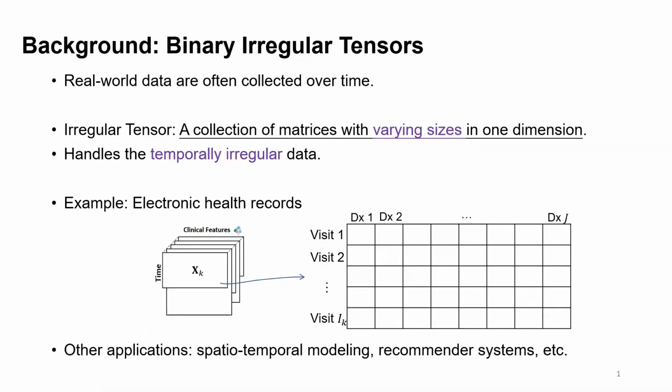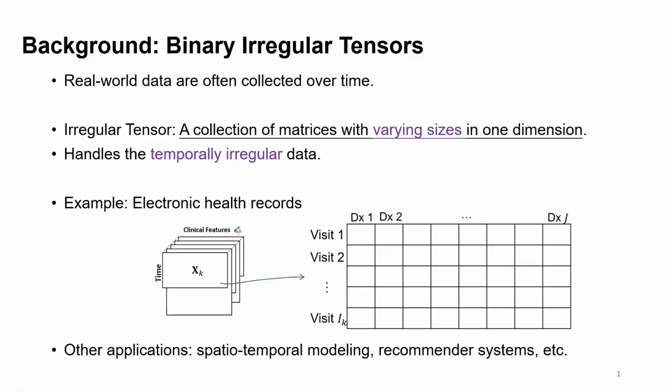Real-world data are often collected over time, and the irregular tensor is a very useful tool to represent and process such data. An irregular tensor is basically a collection of matrices with varying sizes in one dimension, and it handles the temporal irregularity in the data.